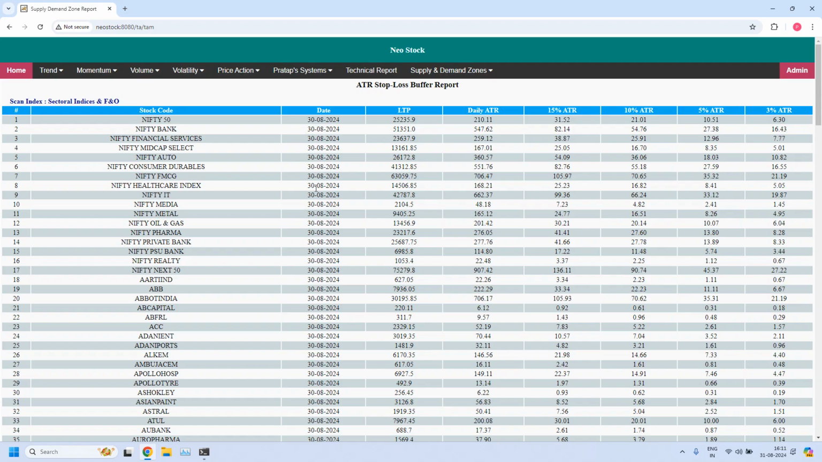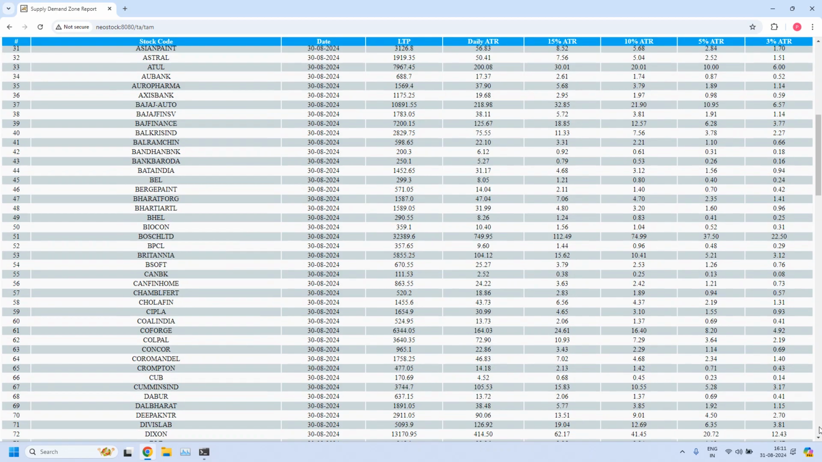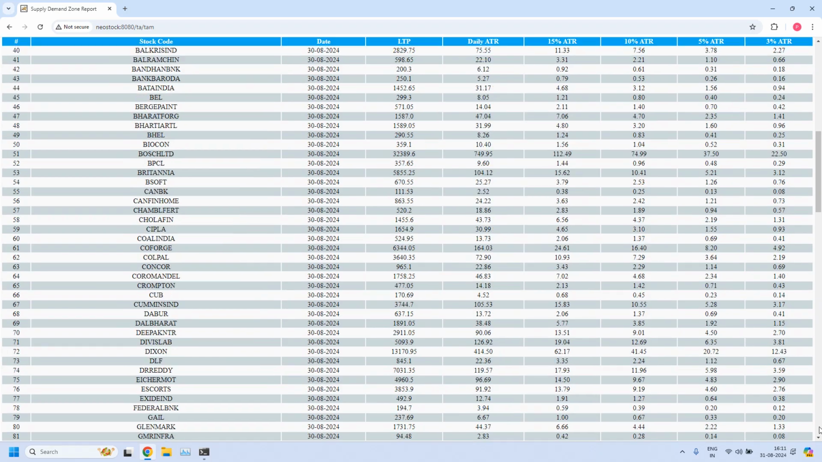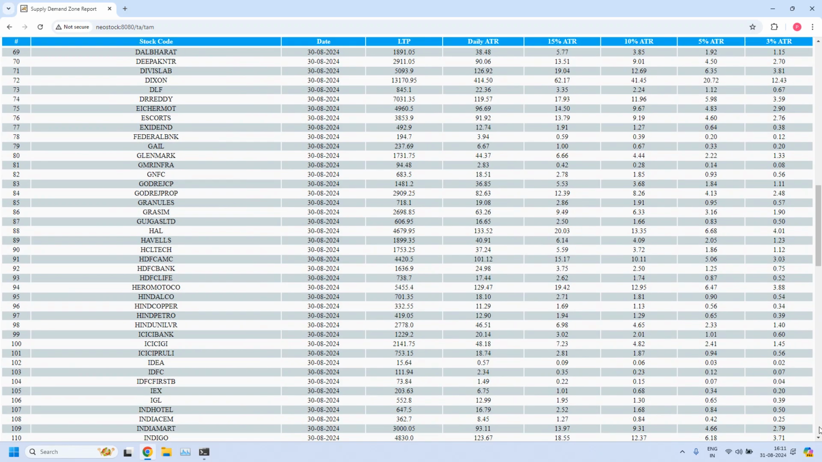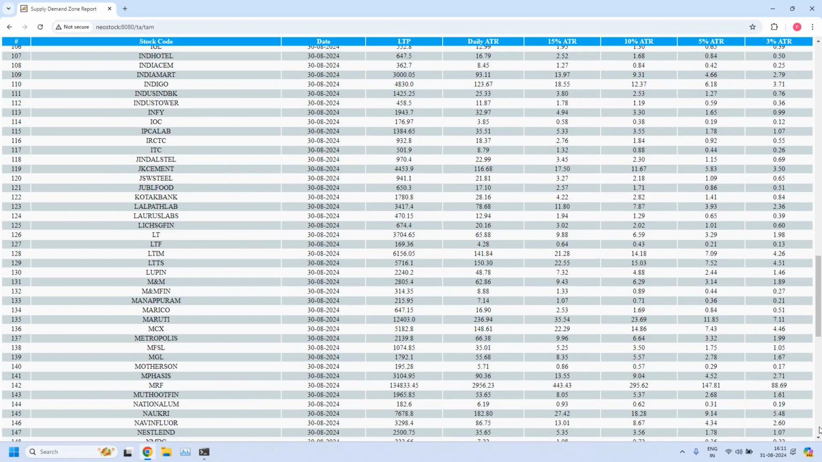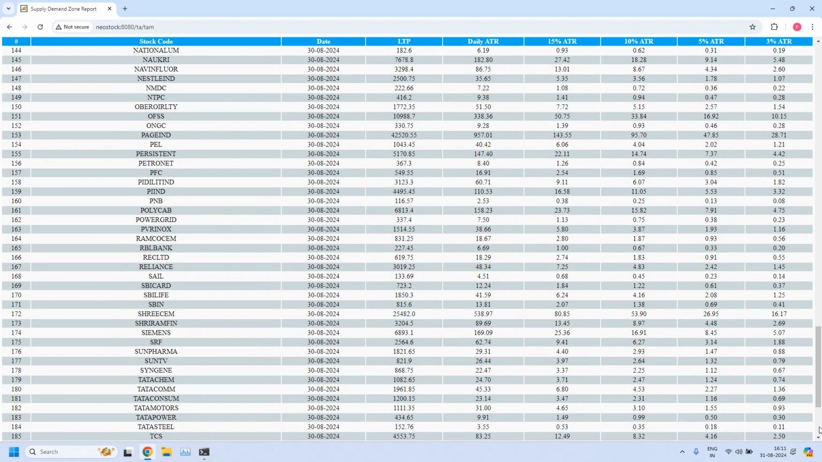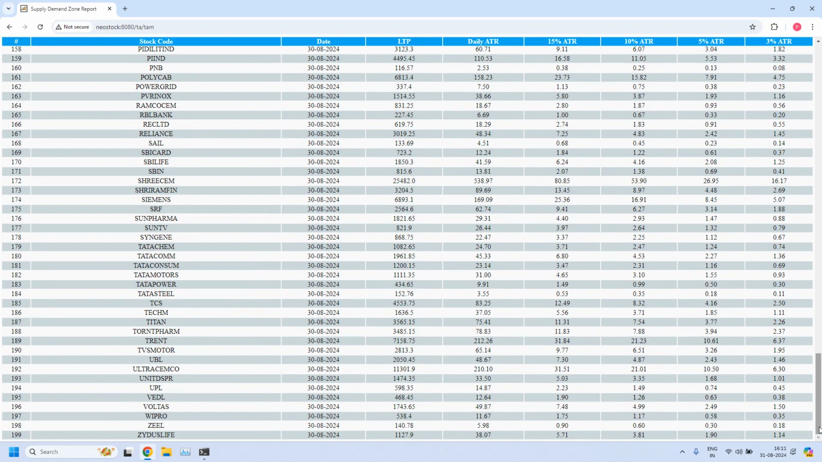These are the daily ATRs. The first 17 in this list are indices. That includes all the sectorial indices. The remaining are all equity stocks, but taken from the F&O list. So what I do, I keep on scrolling the list down. Whichever stock you want to refer to, please pause the video there. I am scrolling the list down. This is the end of the report.